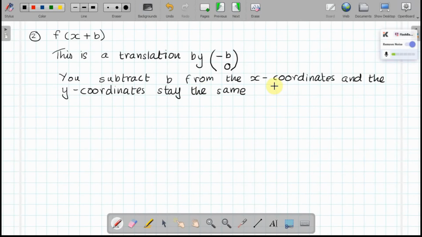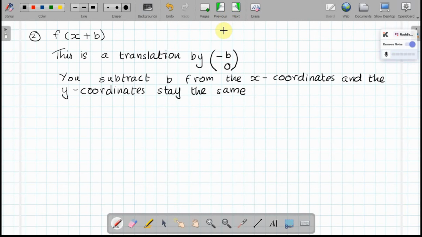So this one is a horizontal movement. Again, now if the value of b is positive, you're moving to the left, and if the value of b is negative, then you will be moving to the right. Please bear that in mind.